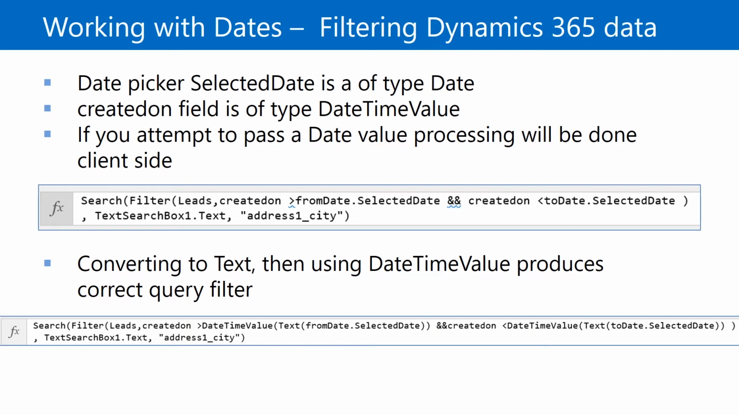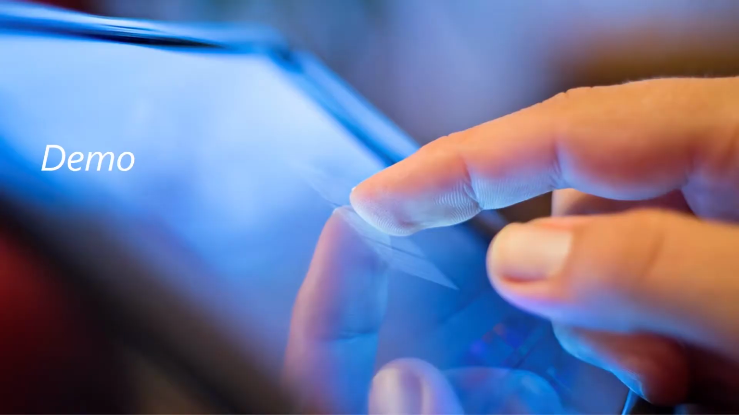So as you can see at the bottom there, what I've done is I've wrapped the fromDate.selectedDate in the text function, and that allows me to pass that as a string to the datetime_value function, which then converts it to a datetime value. Then the compare is happy. It now delegates that to the server, and I get the proper results back. Now let's jump into a demo and see this in action.